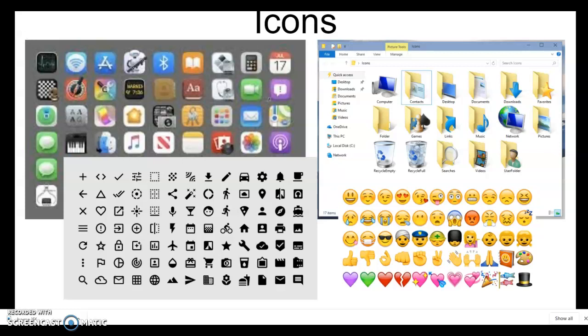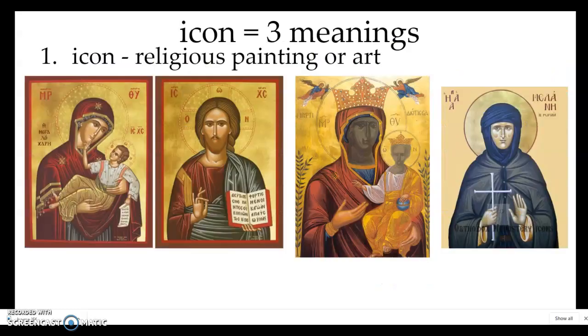Today we'll be talking about icons. Icons are all the things you see on your screen there, the little pictures that represent something. Those are icons. In English, there's actually 3 definitions of the word icon. We'll take a look at those real quick. So the first definition is an old definition. It means a religious painting or art of some kind of somebody important in religions.